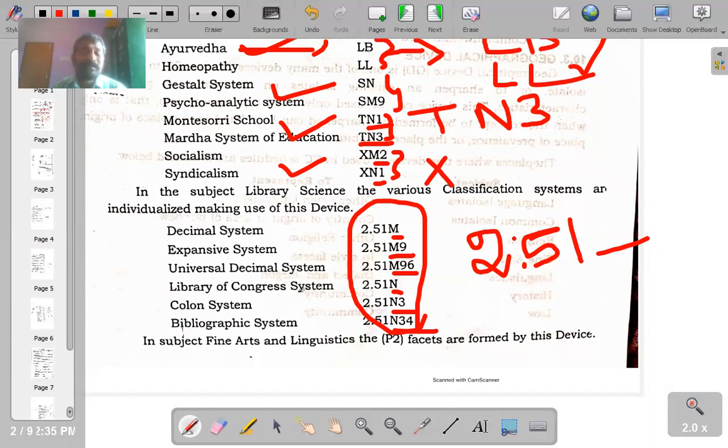Library of Congress was developed in the 1900s, not one year, but the 1900s. Colon classification was developed during the 1930s, not in one year. The whole 1930s, the whole period was used for developing colon classification. Bibliographical classification was developed and published in 1934.